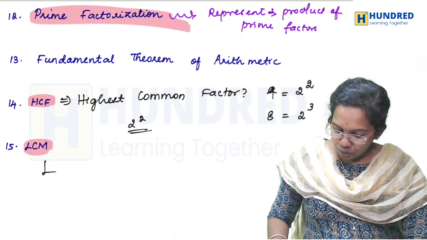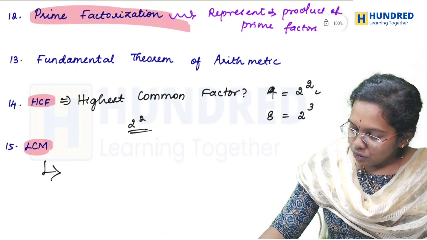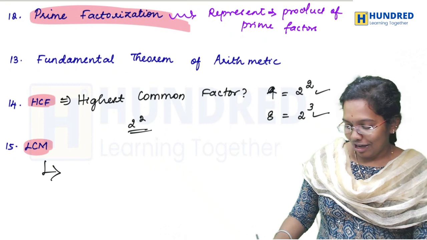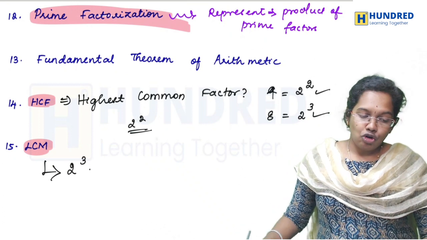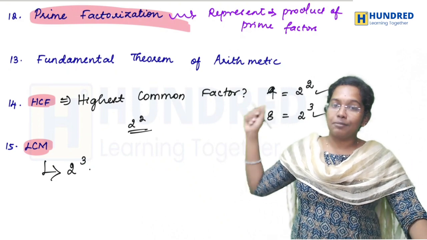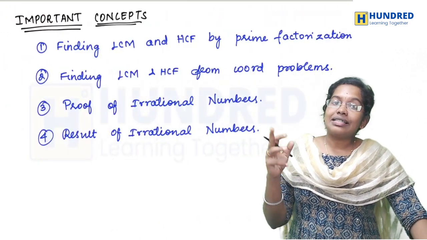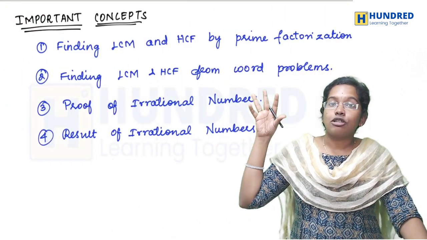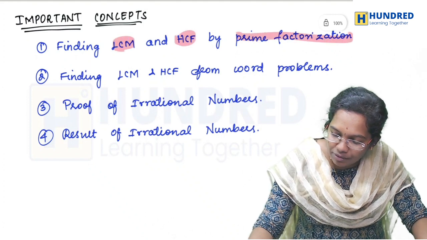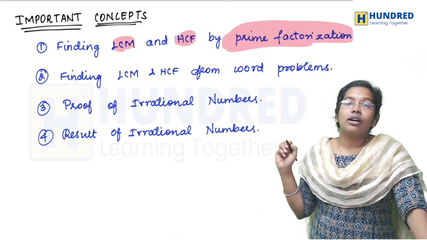When it comes to least common multiple, it will be 2 square and 2 cube, so the LCM would be what? You just have to write the greatest power, which is 2 cube, which is 8, that will be the LCM of these 2 numbers. Okay. So in this regard, the important concepts that this chapter holds are, you have to find LCM and HCF by using prime factorization. This is an easy cupcake, right? So you can easily do it.